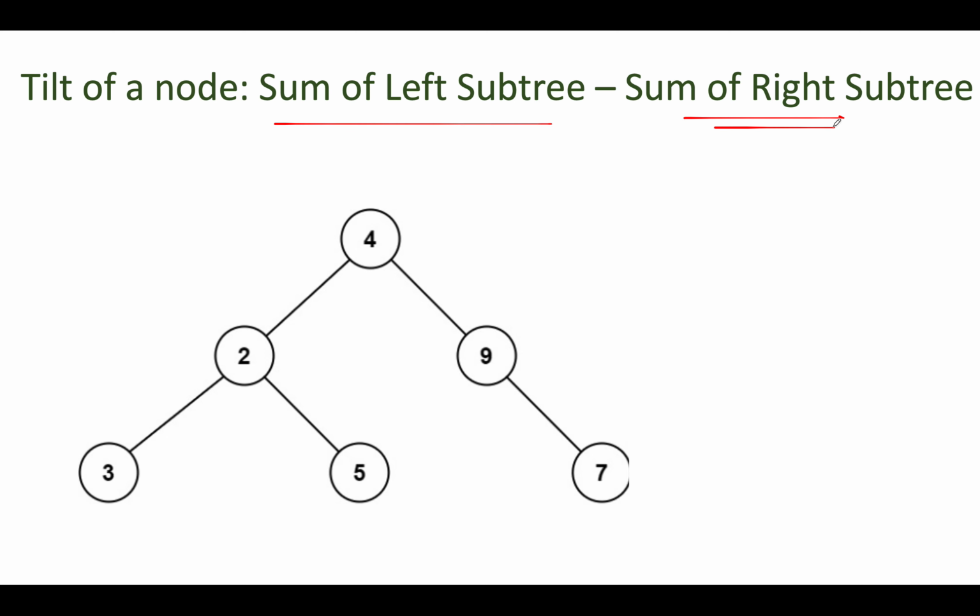So it gives us a very powerful hint that even before calculating the tilt of a current node, we need to know the sum of its left subtree. We need to know the sum of its right subtree. So what kind of traversal are we going to follow? Left, right, info. And using this traversal, we'll achieve our result.